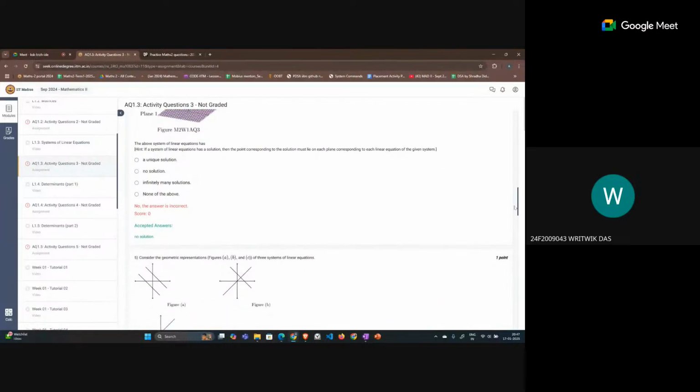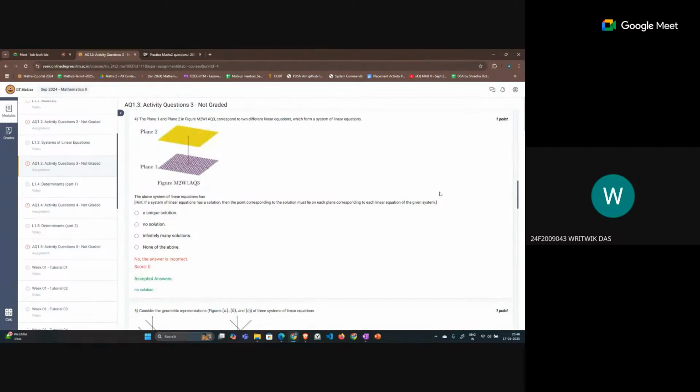In question number 4, if two planes touch each other, then there will be infinitely many solutions, right? Yes, they intersect at a line. So there will be infinitely many solutions. The whole line will be common, so infinite. If these are only two planes, and they intersect, that is the case.